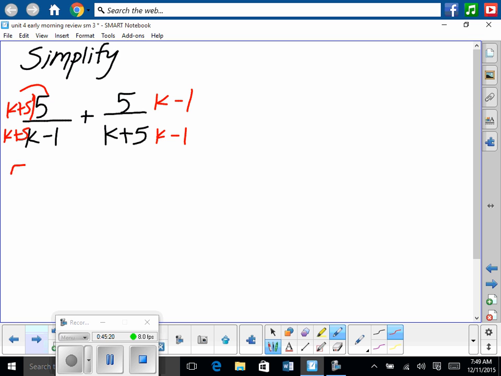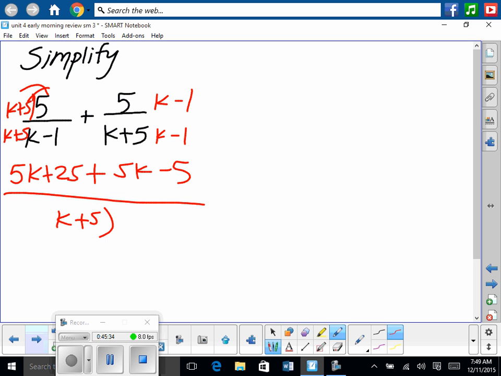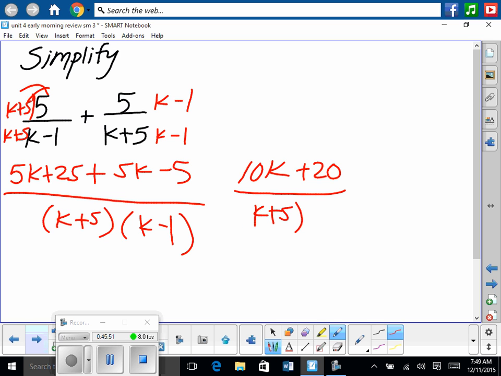So we're going to have 5k plus 25 plus, distribute that positive 5 through. It's positive 5, right? And you'll have plus 5k minus 5. And that's all over the common denominator of k plus 5 times k minus 1. You don't need to multiply out the bottom. Leave it factored. So on top, we combine like terms. 5k plus 5k is 10k. And then positive 25 minus 5 is 20. Right, everybody? And that's over k plus 5 times k minus 1.